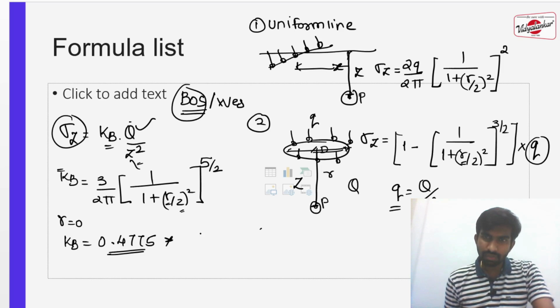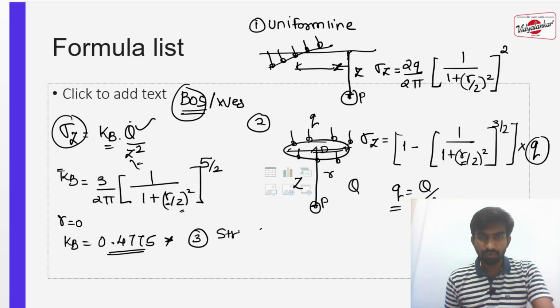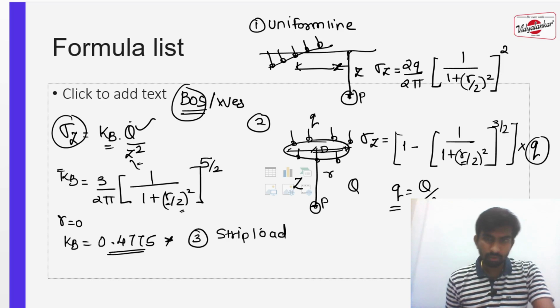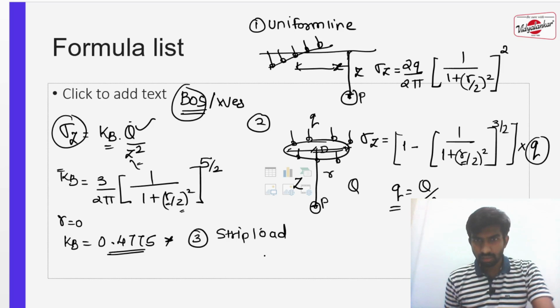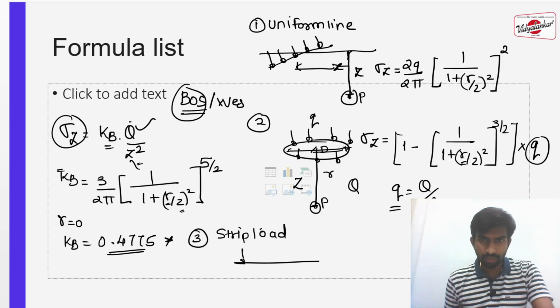And the last one that you can also remember: whenever you have to find out the vertical stress due to the strip load. So whenever a strip load is acting, and you have to find out the stress at different locations, how can you find it? Suppose this is my strip load acting, and the point of location is here. So what do you have to do?